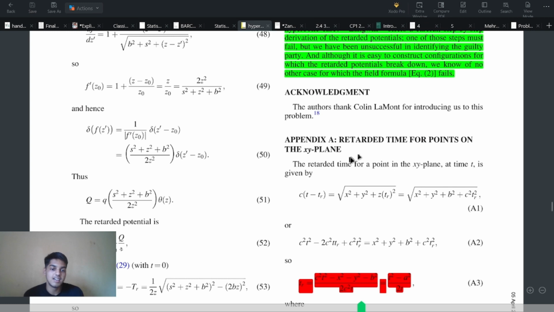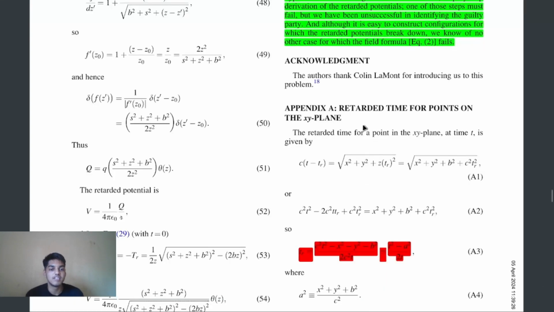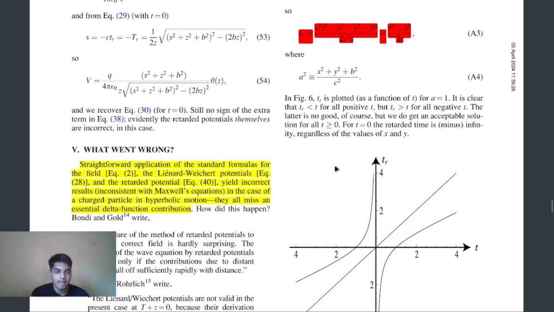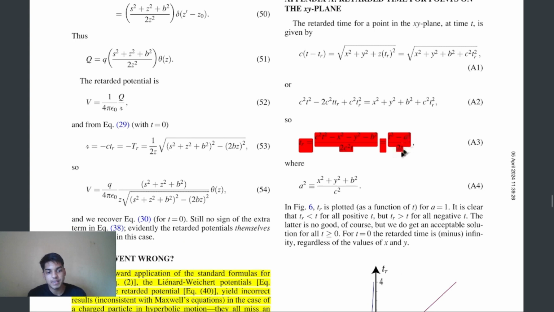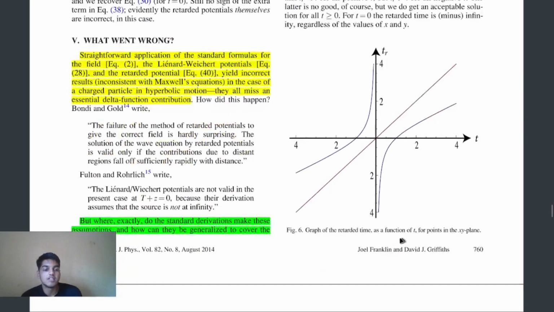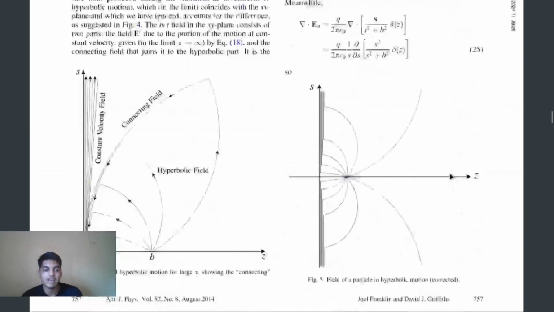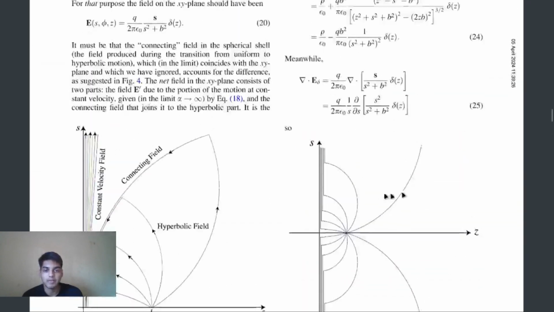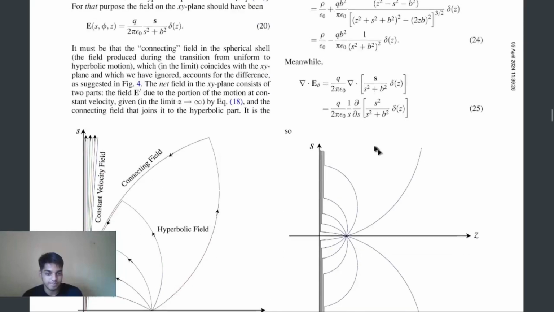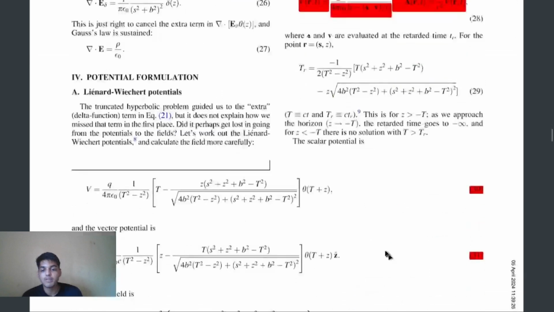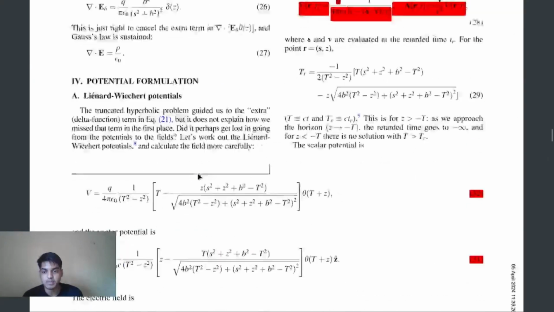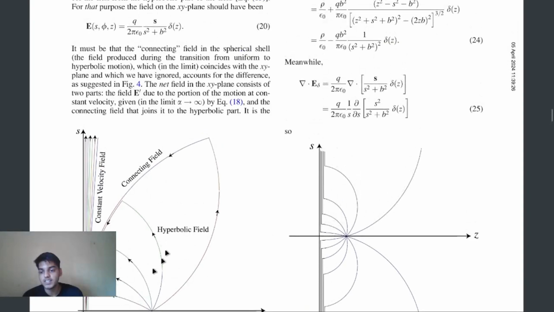Now back to the appendices. We would take into account the first part, retarded time for points in the xy plane. We took t_r to be t square minus a square by 2t, where a square is equal to x square plus y square plus b square by c square, which plotted the following graph. Then we take into account some hyperbolic conditions, which introduce us to different electric field lines, and we tried to solve them, and it came out to be three solutions for this.